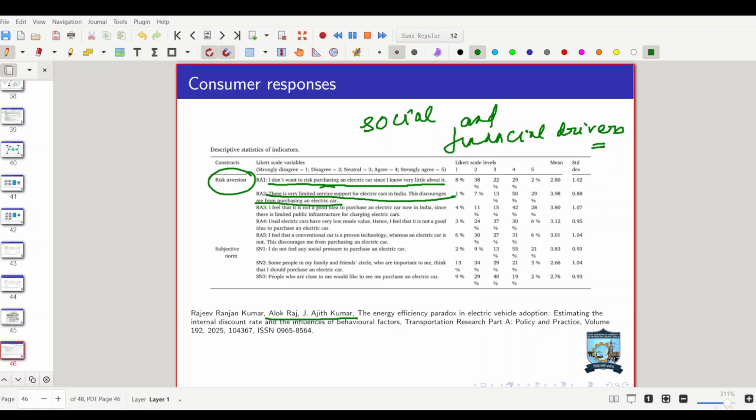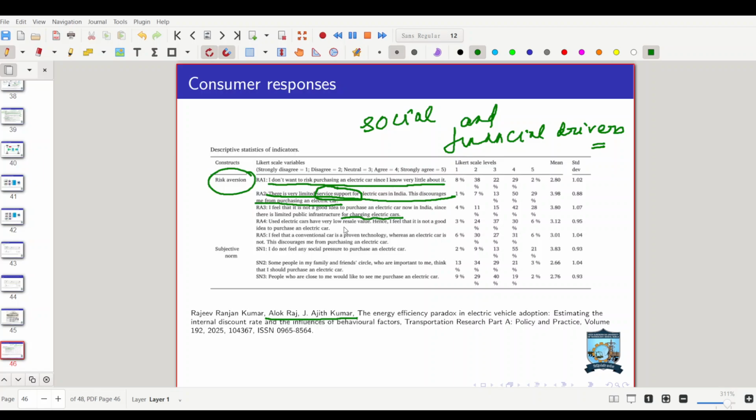Service support is a perception. So far I have not seen electric vehicles breaking down, the modern ones at least. "I feel that it is not a good idea to purchase an electric car now in India, since there is limited public infrastructure for charging." Yes, this is actually an issue, because you cannot take electric cars for longer distances. You can use it for daily commuting to work, because you can charge at home. But for longer trips you cannot rely on public charging infrastructure. That trust issue is there.